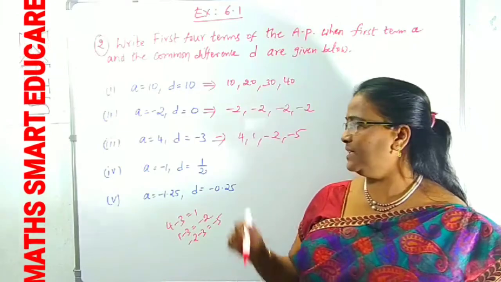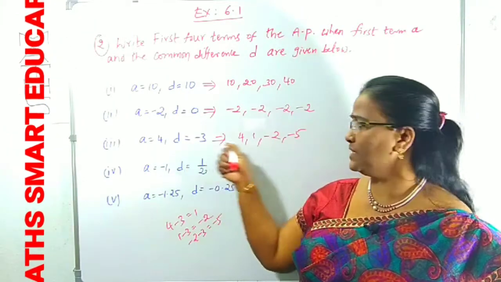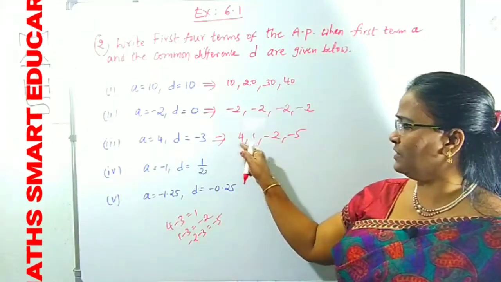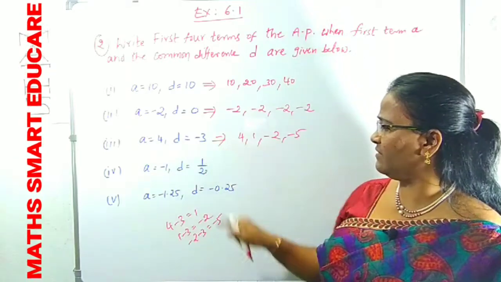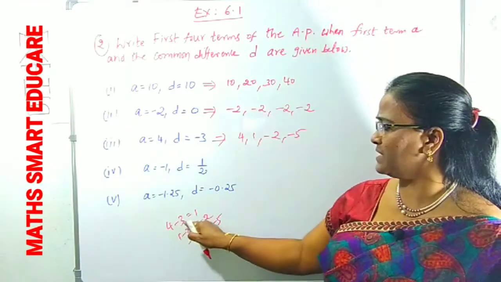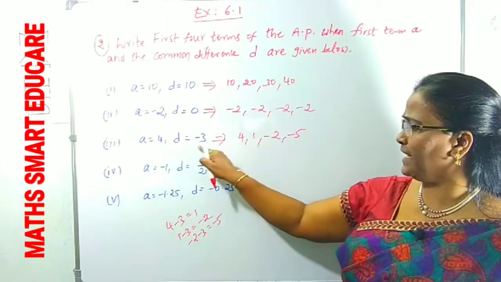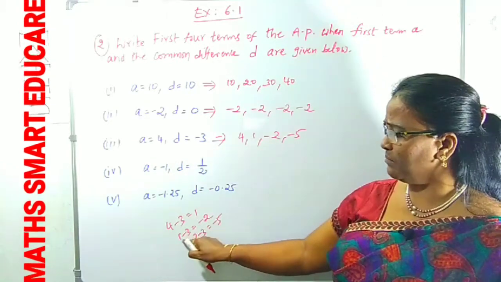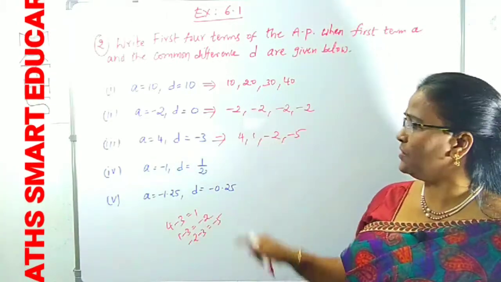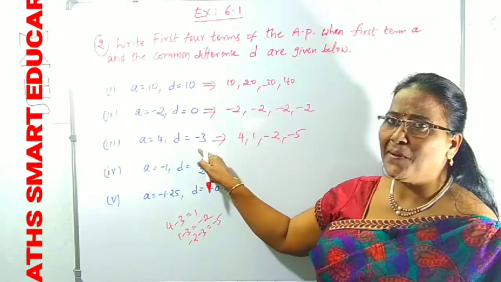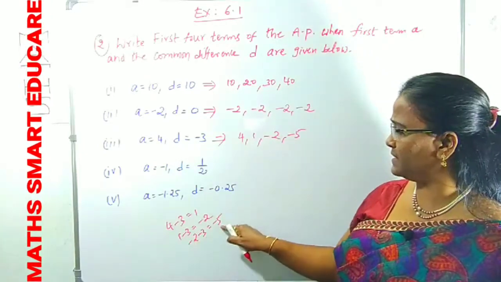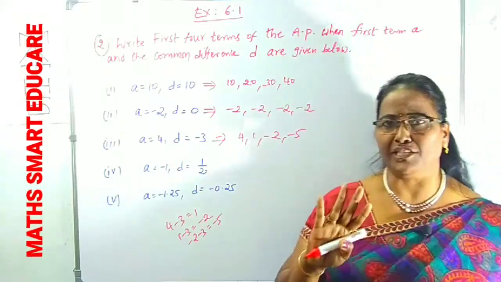Clear? We should add the fixed value here, -3, to the preceding term. For the first term 4, we add -3 and get 1. 4 minus 3 is 1. For 1, again we add -3. 1 minus 3 will be -2. For -2, again we add -3. -2 minus 3 is -5. He is asking for the 4 terms only.